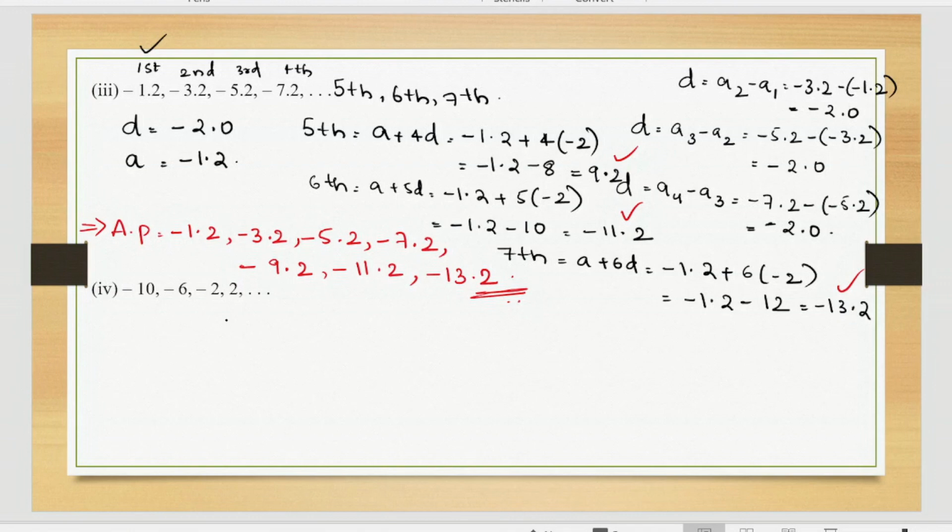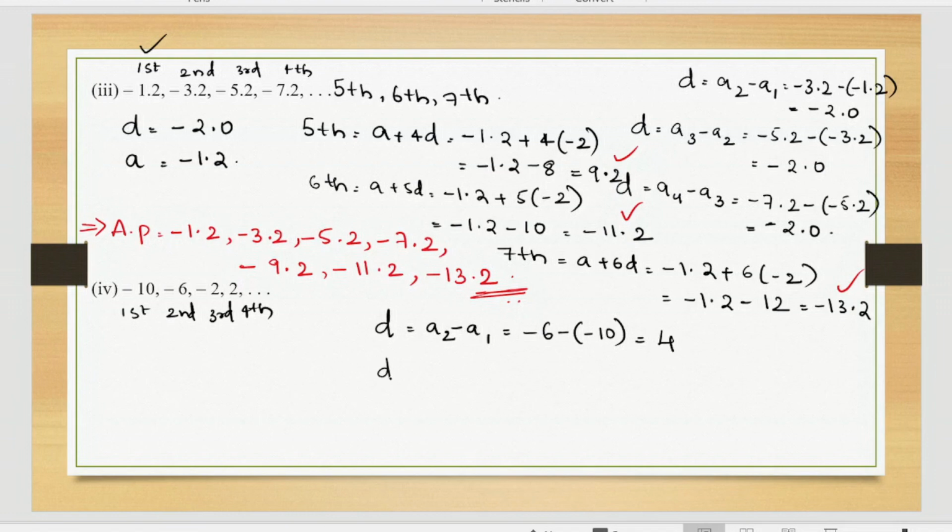Minus 10, minus 6, minus 2 and 2. First, we need to check if this forms an AP. So how do we see if this forms an AP? We need to find the common difference of all the terms. Okay. So this is the first term, second term, third term and fourth term. So how do we find the common difference? D is equals to A2 minus A1. Here A2 is the second term, which is minus 6. Minus of minus A1 is 10, which is minus 6 plus 10 is 4.